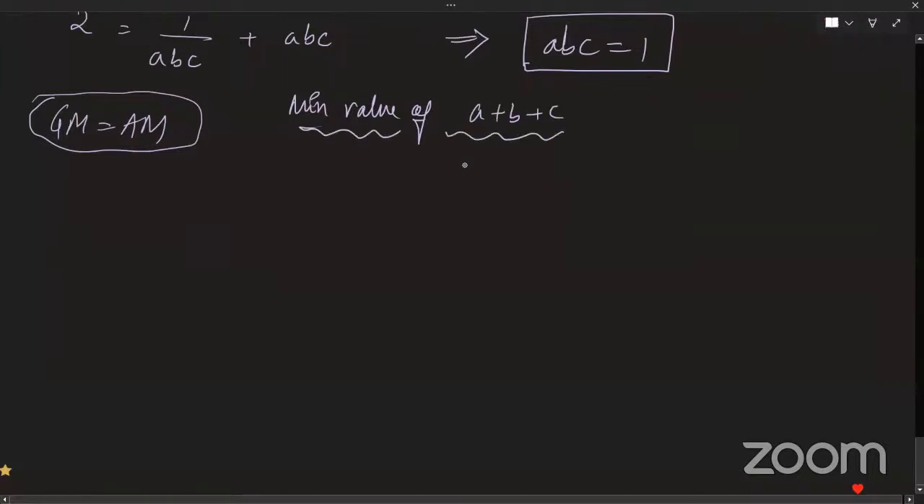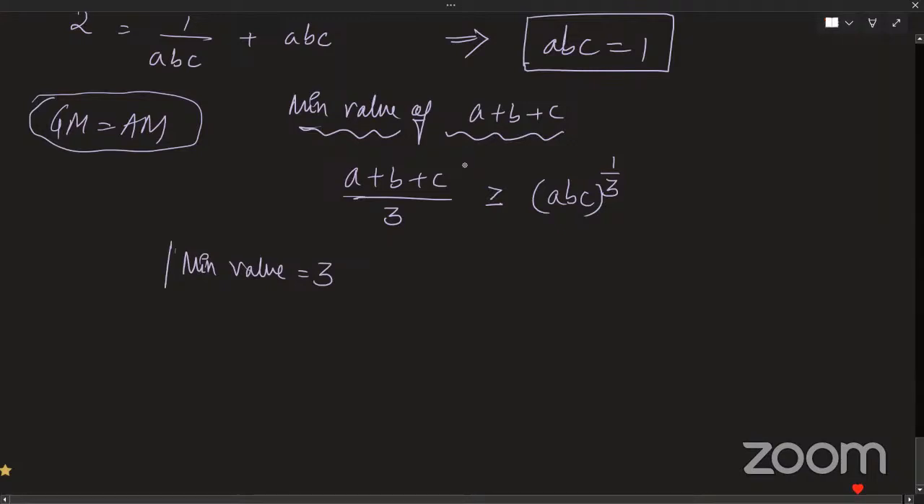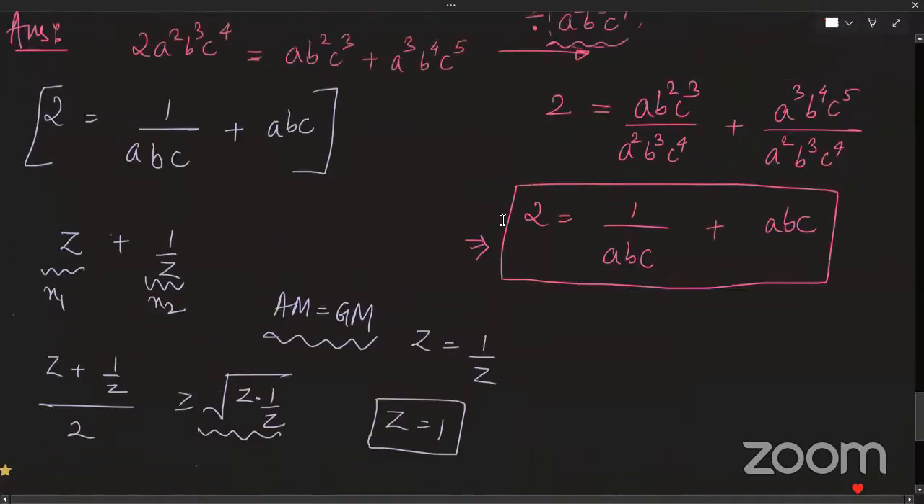Can I do it? Anyone? So tell me, how should I approach now? Sir, A plus B plus C by 3 is greater than or equal to ABC whole power 1 by 3. And ABC is already 1. So that means my minimum value will be 3. 3 will go that side, right? Yes, sir. That is how we did it.